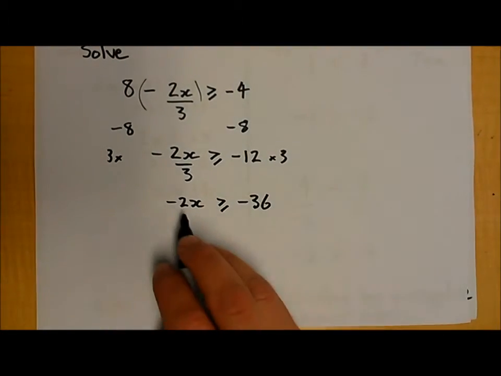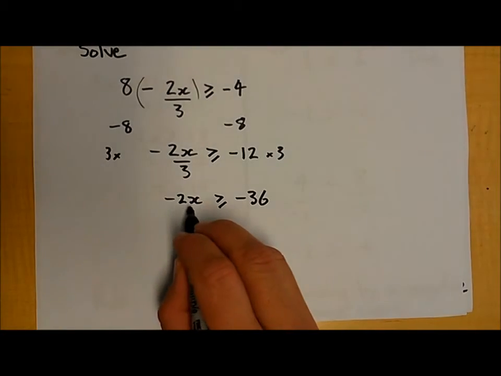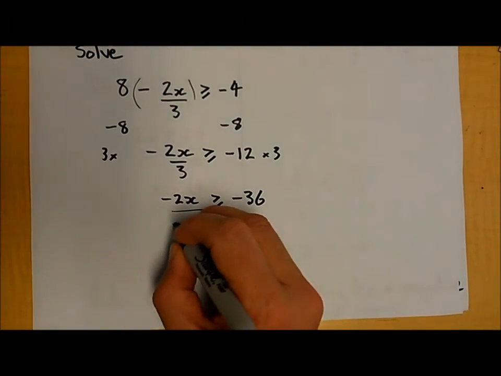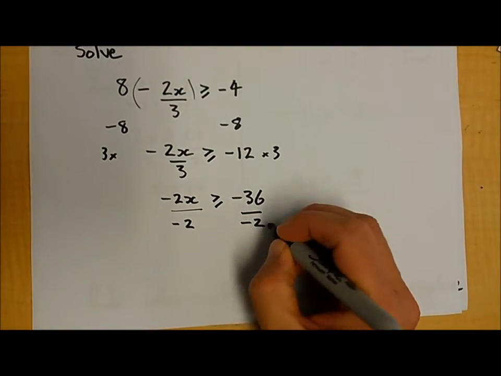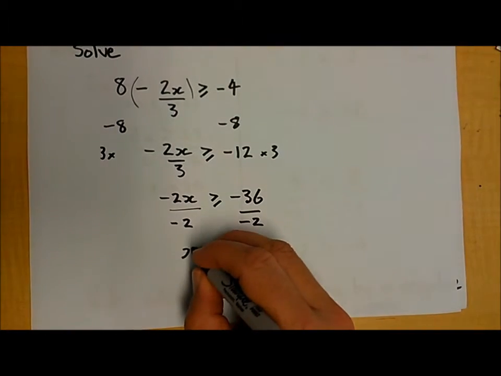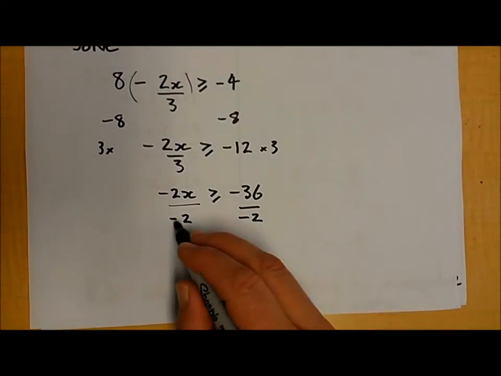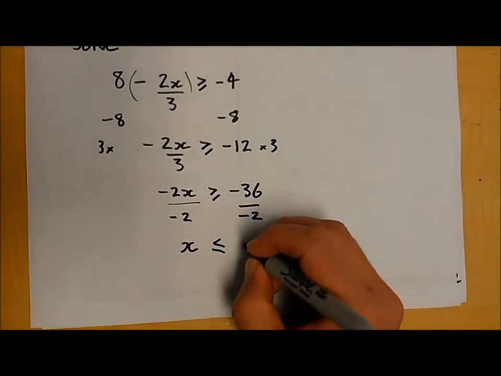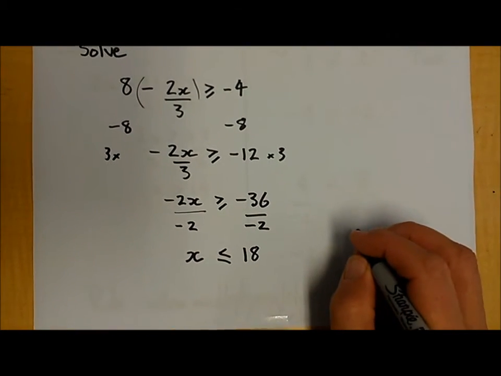Finally, I want to divide by the negative 2. So divide by negative 2, divide by negative 2. This is one thing different in inequations. When you divide by a negative, you change signs. X is less than or equal to 18.